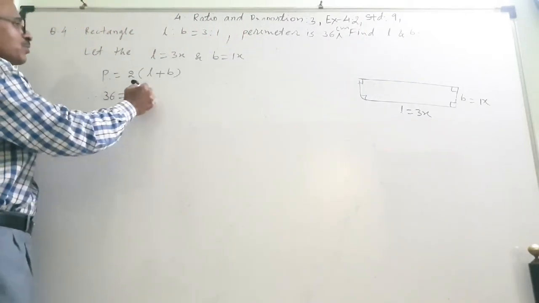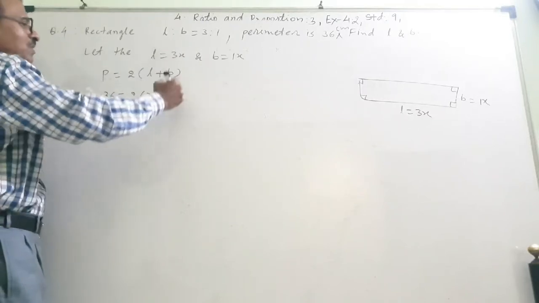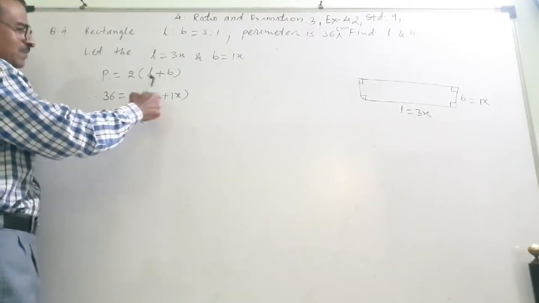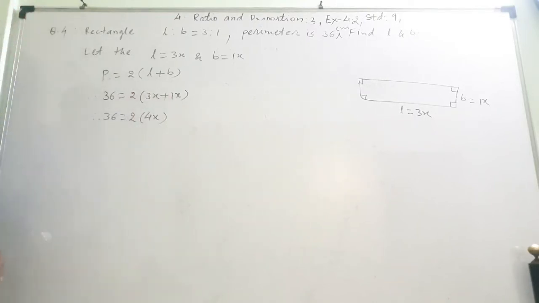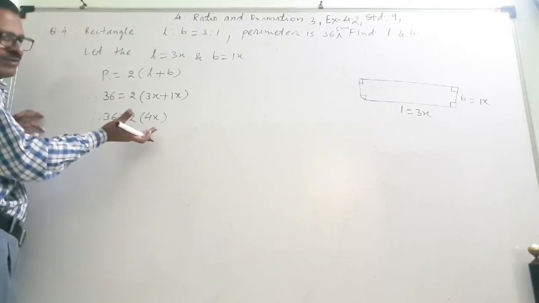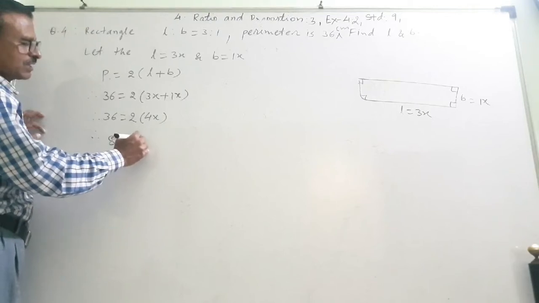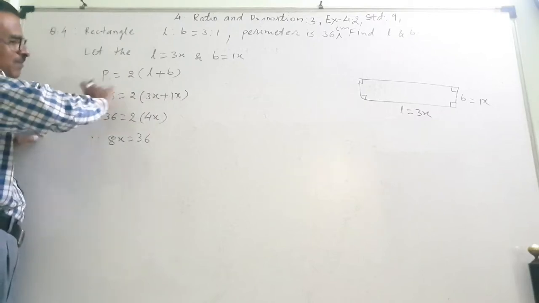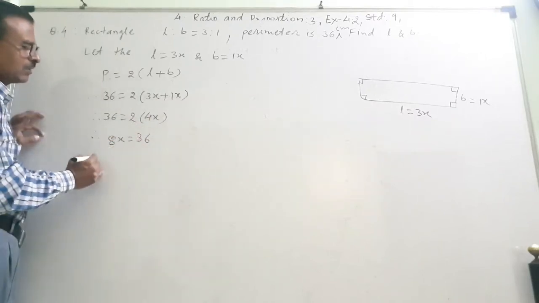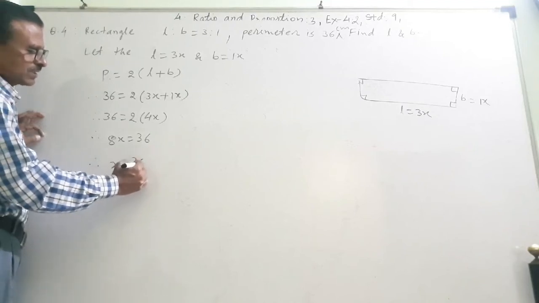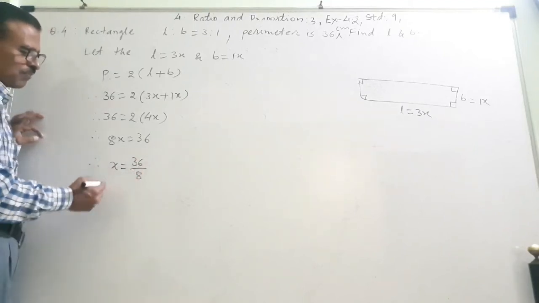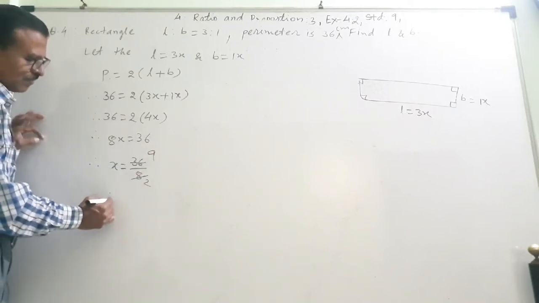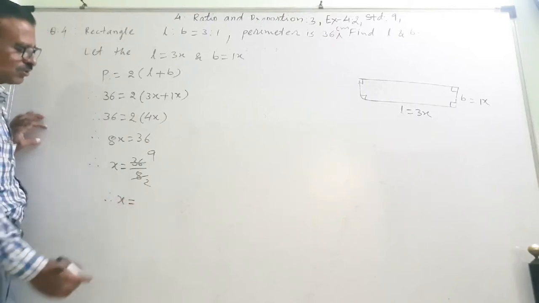36 is equal to 2 into (L plus B). L is 3x plus B is 1x. Therefore 36 is equal to 2 into (3x plus 1x), which is 4x. Therefore the 4 to the other side, 8x is equal to 36. When changing sides, don't change plus to minus. Therefore x is equal to 36 upon 8. By 4 I can divide, 4 8s are 32 and 4 9s are 36. Therefore x is equal to 9 upon 2, means 4.5.